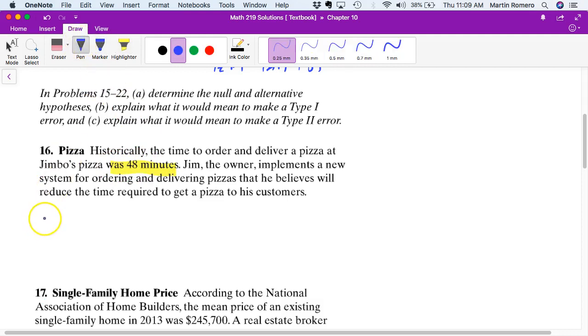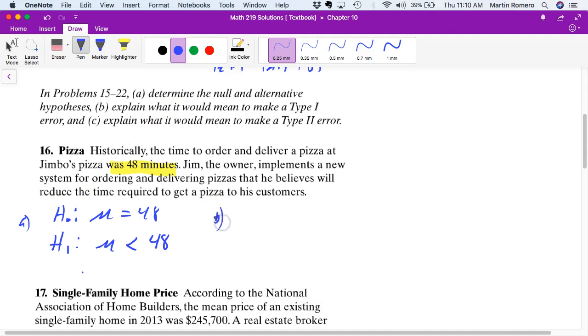And so in this case, the null hypothesis for this one is going to be that the mean is equal to 48, that there is no difference from last time, and that the alternative in this case is going to be, he believes the new system for ordering will reduce time, so he believes the mean is now less than 48. And so he wants to test that. We want to find reasons to support this. So we would take a sample and then determine that. But that's for part A.